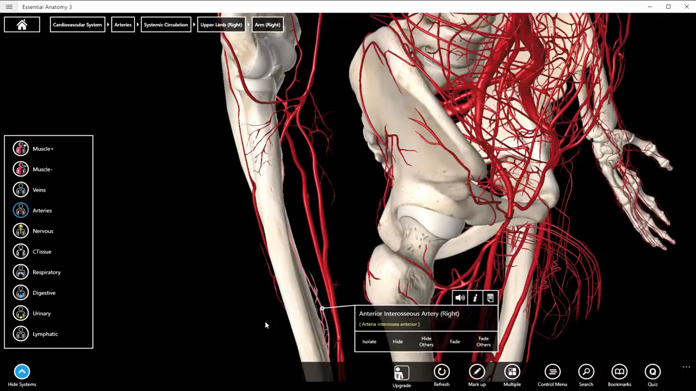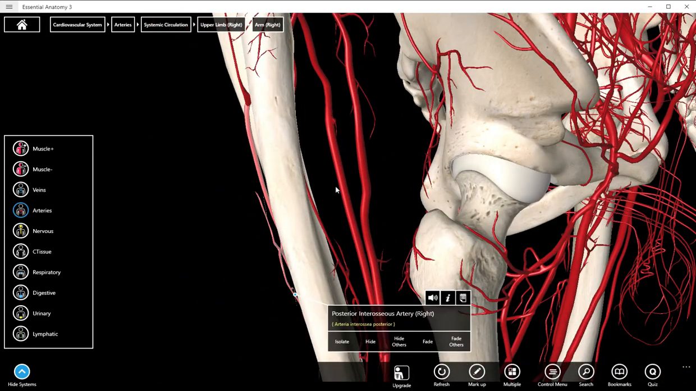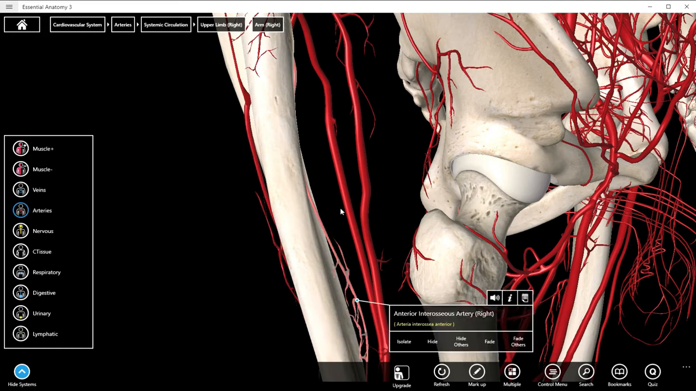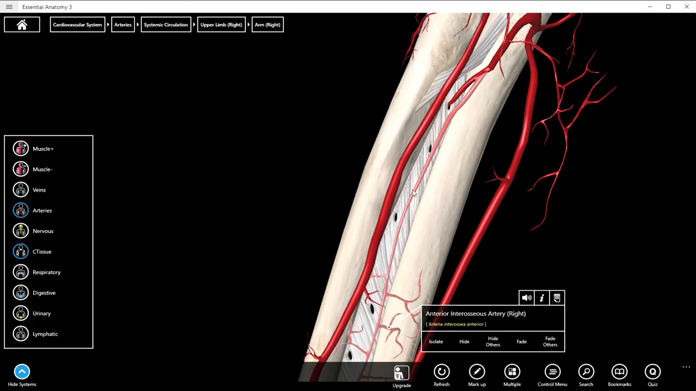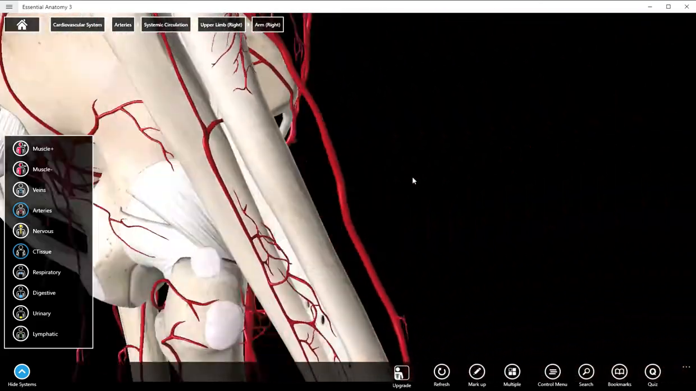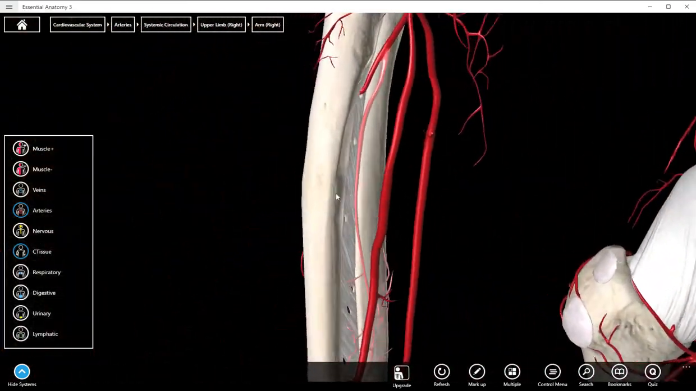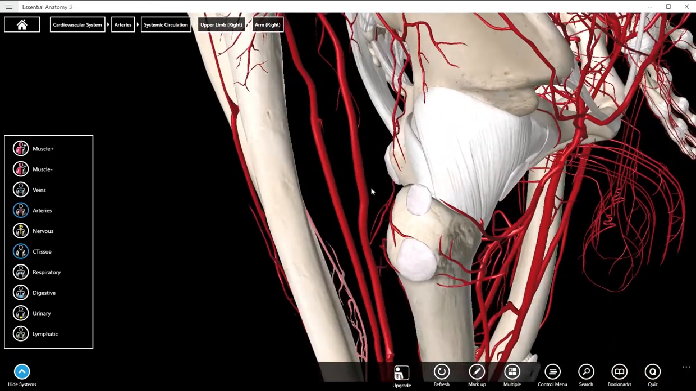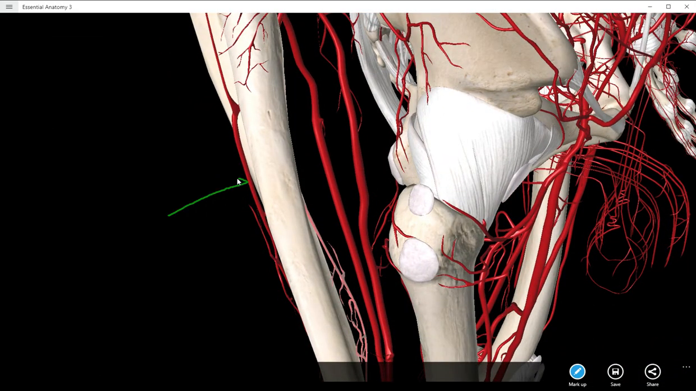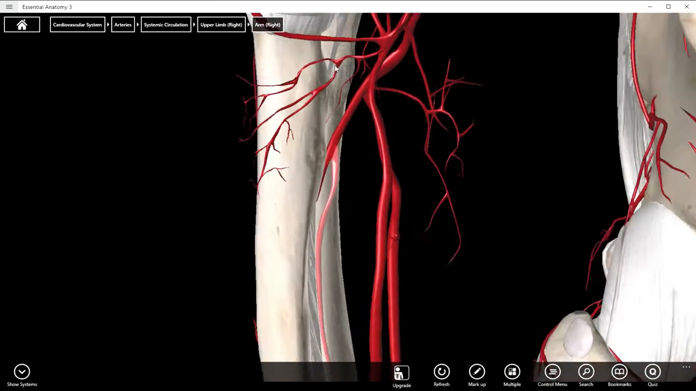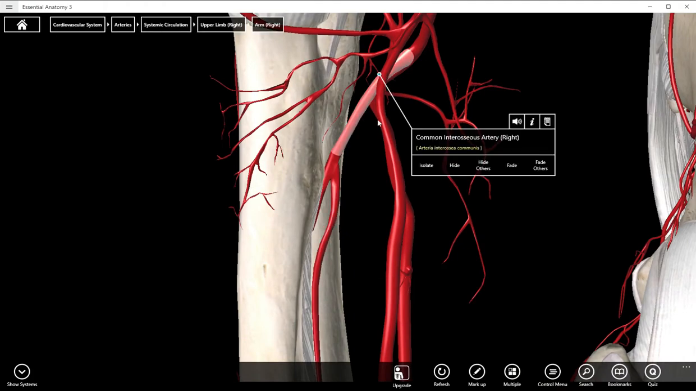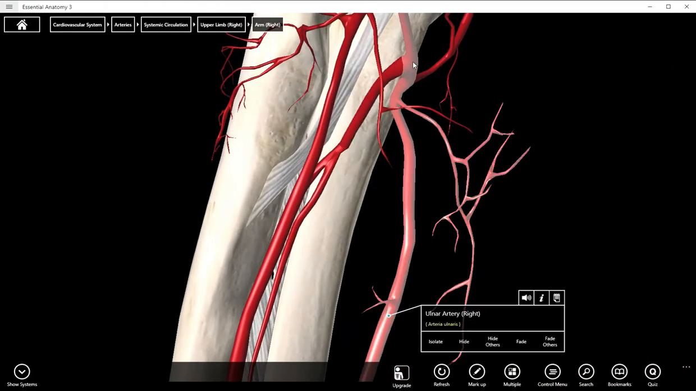And those are great names because one runs posterior to the interosseous membrane and one runs anterior to the interosseous membrane. Let's see if we can add that in. Look at that. So one's a posterior interosseous, one's an anterior interosseous. Again, posterior interosseous artery, anterior interosseous artery. Those are coming off of the common interosseous artery, which is coming off of the ulnar artery.